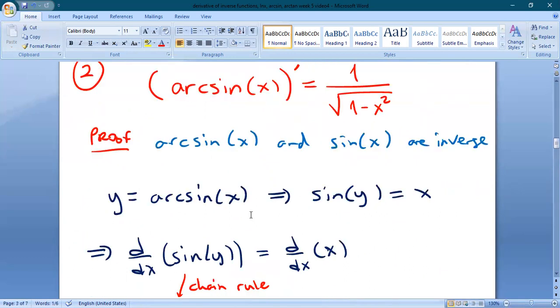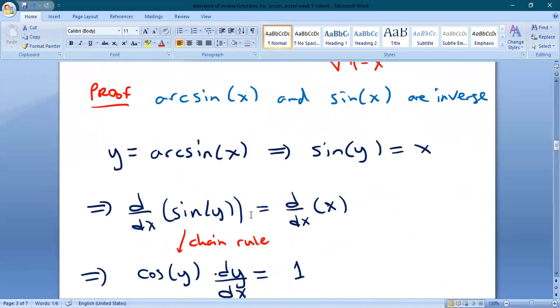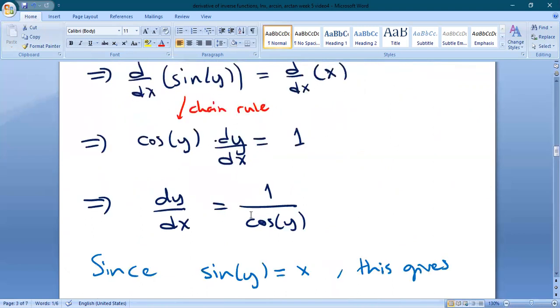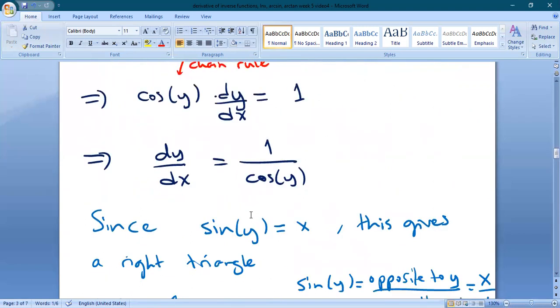So if we call arc sine y, so y equals arc sine of x, and then take the sine of both sides, sine of y will be just x. Then take the derivative of both sides. Derivative of sine of y will be cosine of y times y prime, which is just chain rule, and derivative of x is 1. Divide both sides by cosine of y, then y prime is equal to 1 over cosine y. Now, we have the equation sine of y equals x.